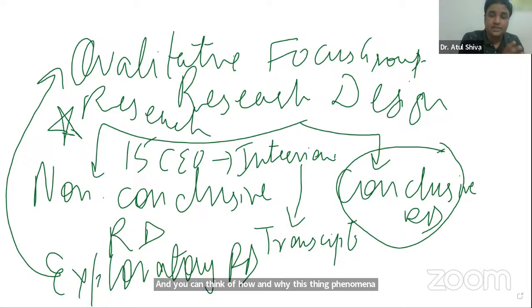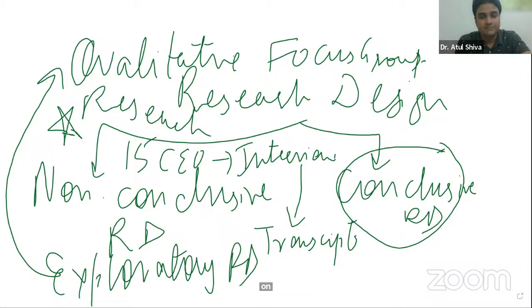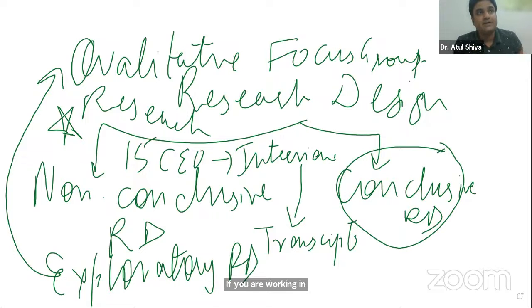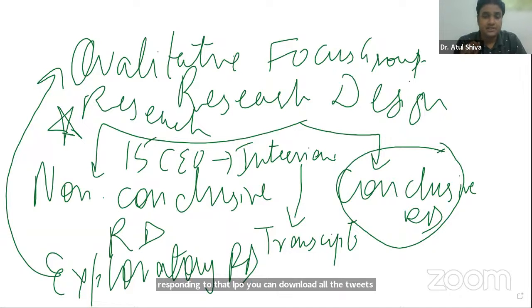So qualitative research can be done through interviews, or by downloading Twitter tweets without any numbers. You can download the tweets of 1 crore people on the Twitter handle of a particular company and analyze those tweets with qualitative research by drawing the sentiments of the people, how they are tweeting with respect to your IPO. If you are working in the finance domain, you can think of when somebody is launching an IPO, how people are responding to that IPO. You can download all the tweets on your social media page and determine the sentiment of the people.